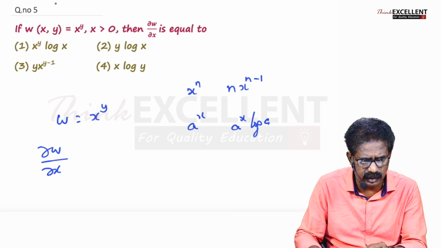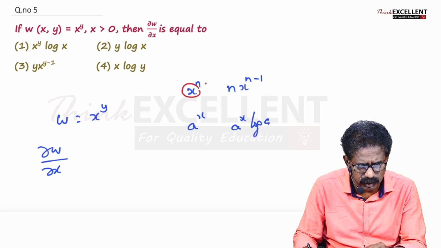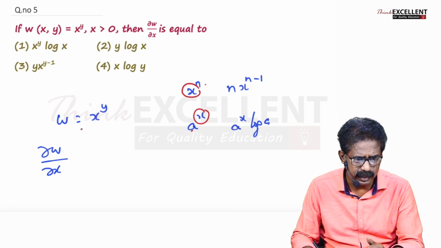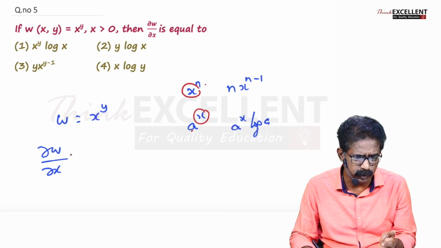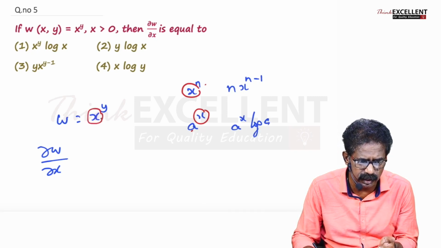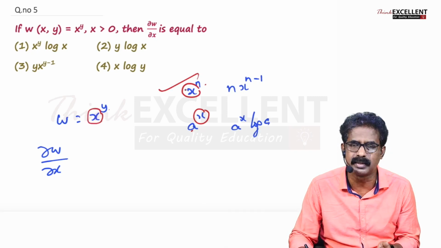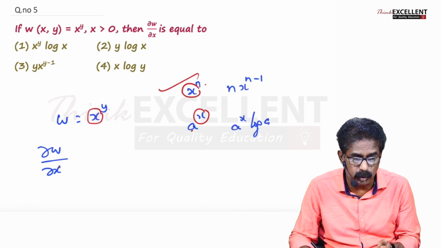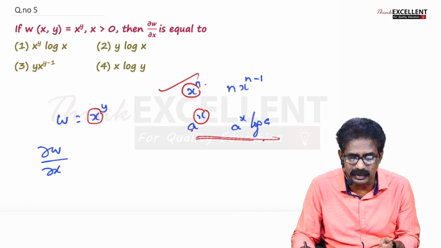So what is the difference here? A function raised to a constant. Here, a constant raised to a function, right? But it depends on what we differentiate with respect to. Here with respect to x. X is the variable. So function raised to constant. Suppose dou w by dou y, then you have to use the other result, okay?